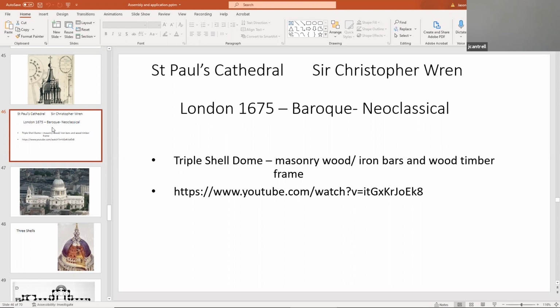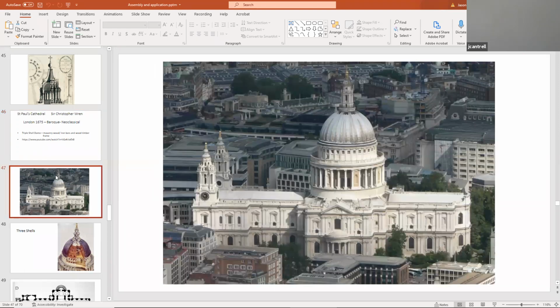So we were looking at a triple shell dome, a mixture of masonry, wood, iron bars, and wood timber frames. Here's the outside of it. Again, we're really not supposed to be showing buttresses or flying buttresses, which in architecture were considered vulgar. So we're looking at a very tall dome scaled for the entire city of London, not just for the interior sanctuary of the church.